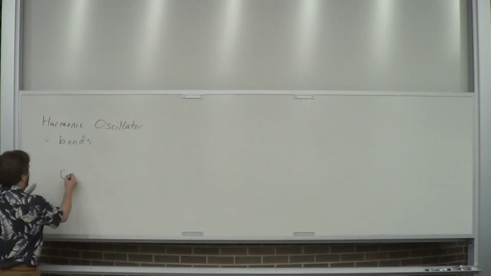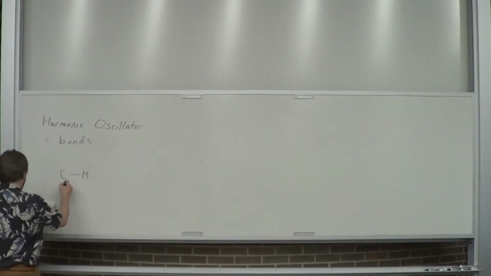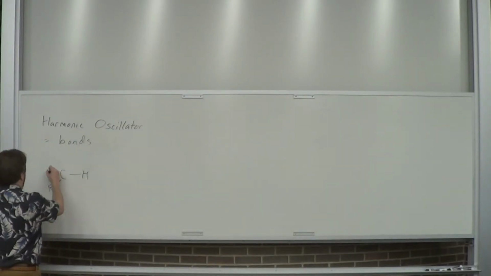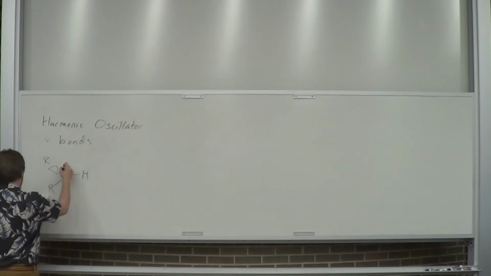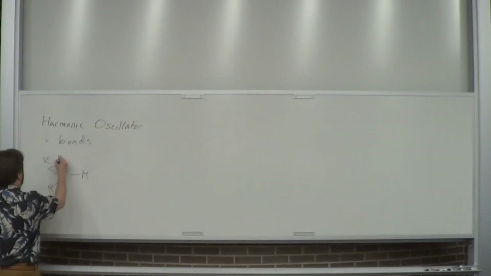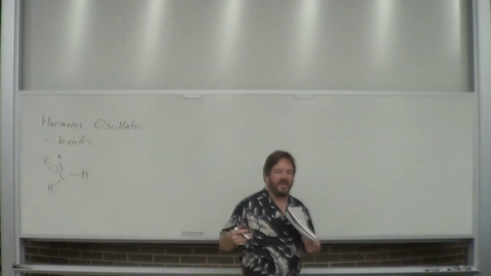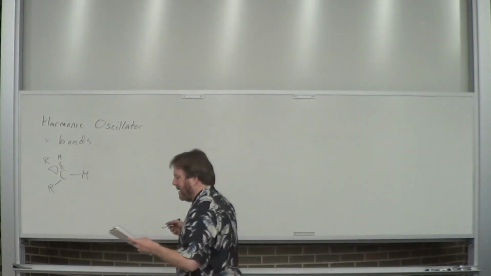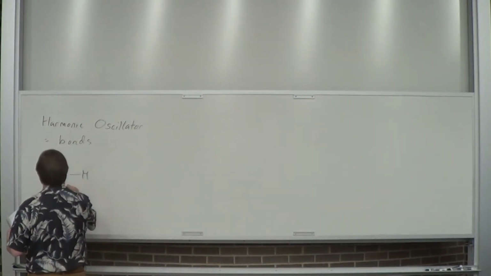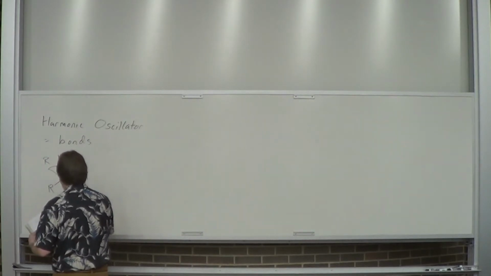Let's make it definitive. Let's talk about CH bonds because those are kind of important. And I better draw some R groups. And those R groups could be H themselves and whatnot. But CH bonds are obviously really important. And of course they would have some kind of equilibrium distance. Let's call that x naught.